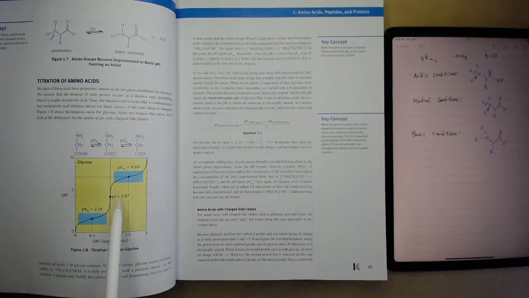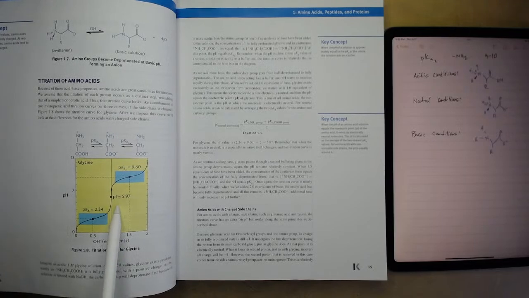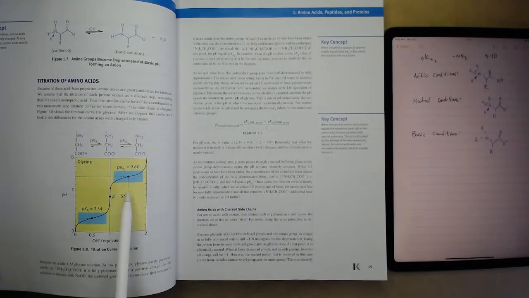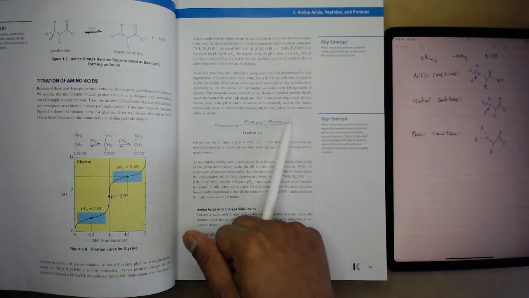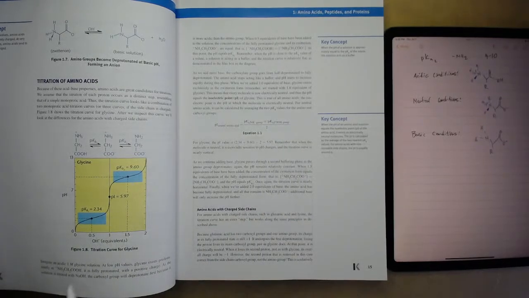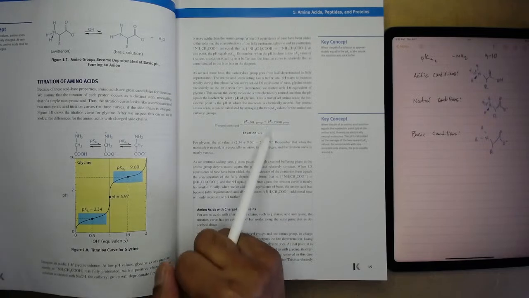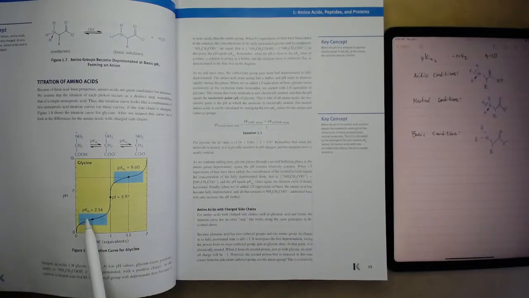The isoelectric point is the pH at which the molecule is electrically neutral. For neutral amino acids, it can be calculated by averaging the two pKa values for the amino and carboxyl groups. Just a simple average: pKa1 plus pKa2 divided by 2.